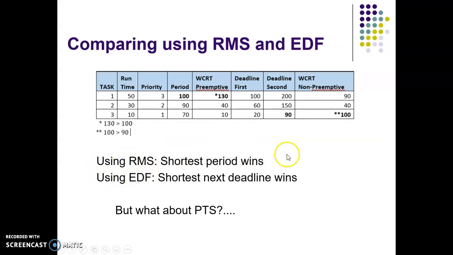So using RMS, shortest period wins, right? The task with the shortest period always runs first and continues to run. It can interrupt other tasks. Using EDF, the shortest next deadline wins. So the task with the shortest next deadline wins. That's hard to say, but I think you get the idea. But what about PTS?